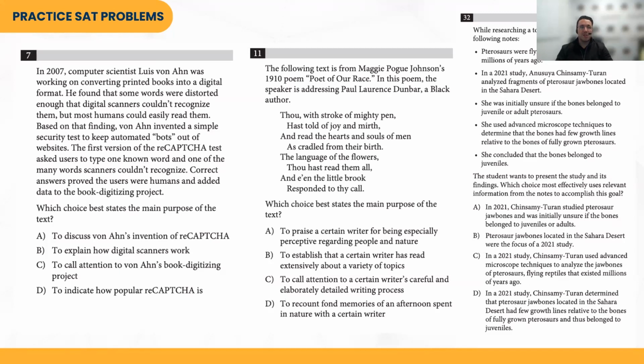And then this one on the right is a totally new question type, which says, and you can see here, this is the question stem. So that's what you want to focus on. The student wants to present a study and its findings. Which choice most effectively uses relevant information from the notes? So like note taking, right? That's something that's more relevant to students.